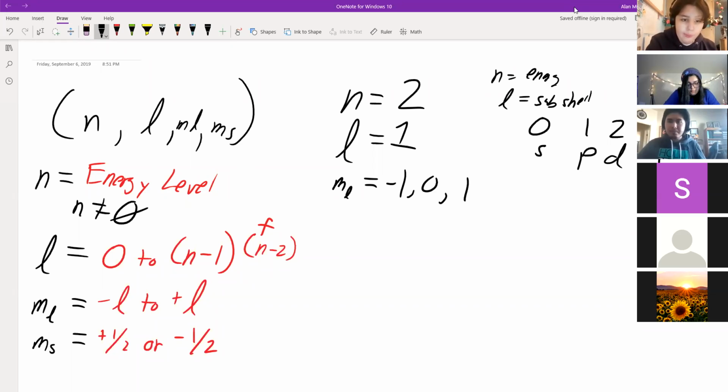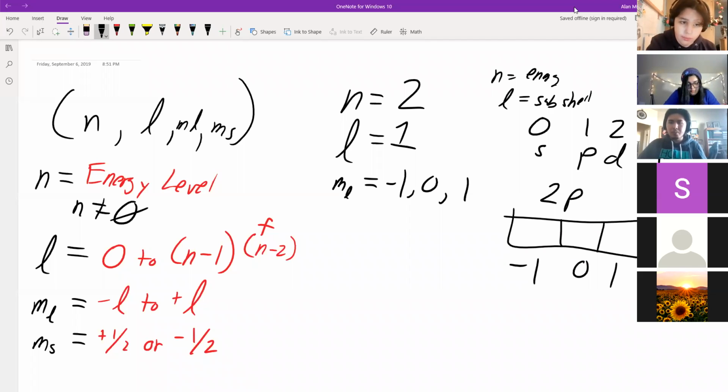And if you remember from your orbital box diagram, since this is a p orbital, we have a 2p because we're on the second energy level. Here we have our 3 boxes, and we would assign the numbers -1, 0, and 1. That's why we have this range to correspond to the boxes. So let's make up an orientation here, and let's focus on the last electron.